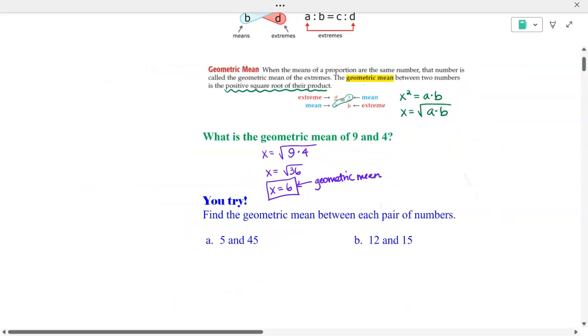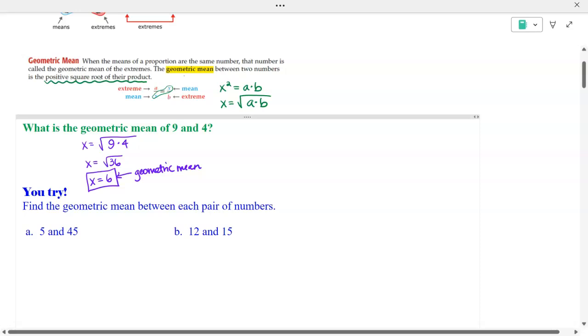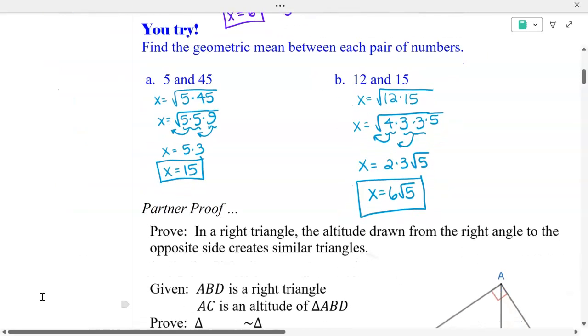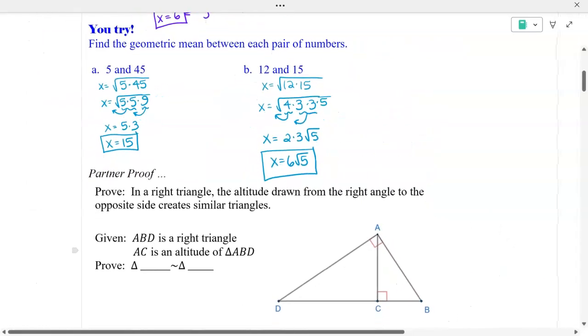So why don't you all try these next two, and I'm going to pause the video and you can come back and check your answers. You'll notice on these that instead of multiplying 5 and 45 or 12 and 15 and getting these really big numbers, I actually just broke these down into factors so that I could easily pull out my perfect squares to simplify.